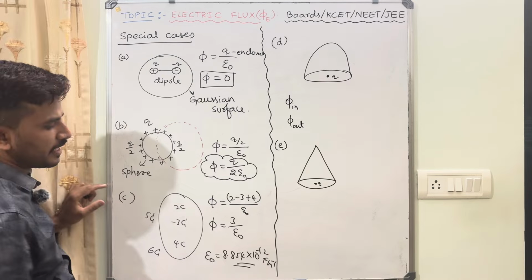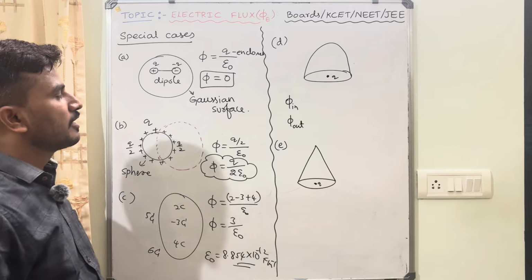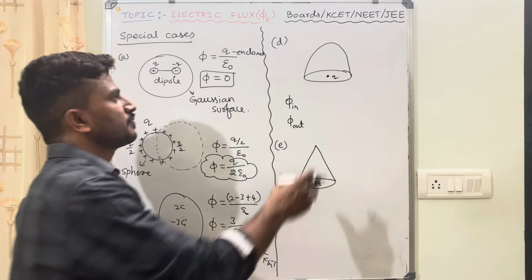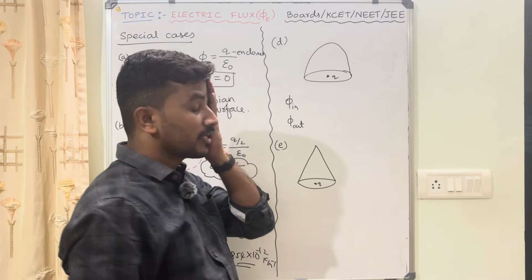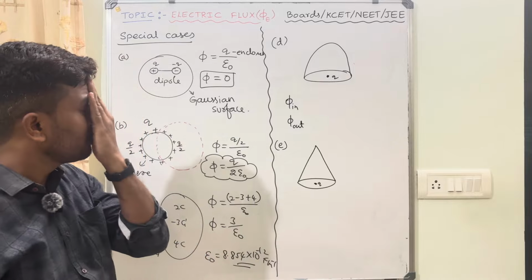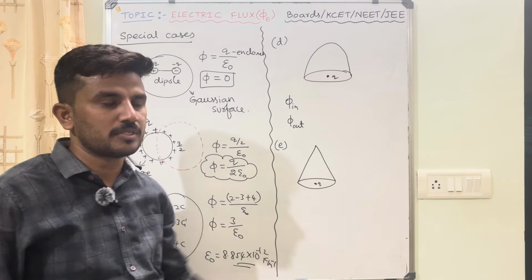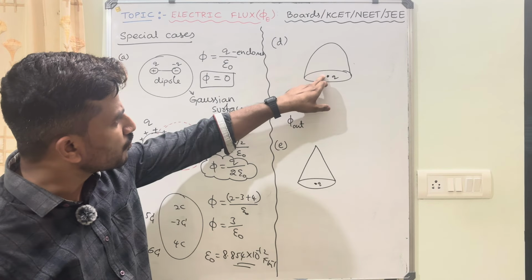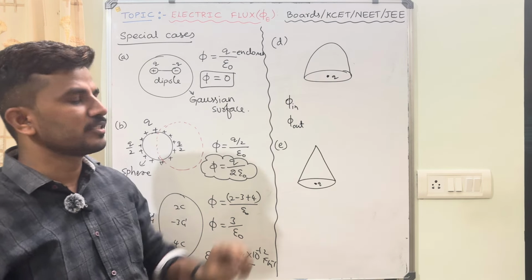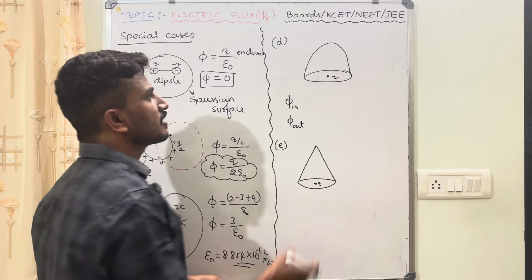You can substitute and calculate this. Okay. Now here we have a special case. This is very important for competitive exams, wherein we have a hemisphere, half of the sphere. On this surface there is a charge placed. What is the electric flux through it?